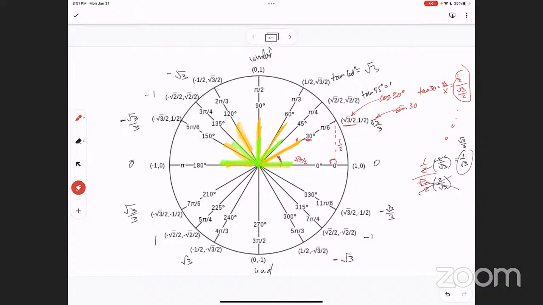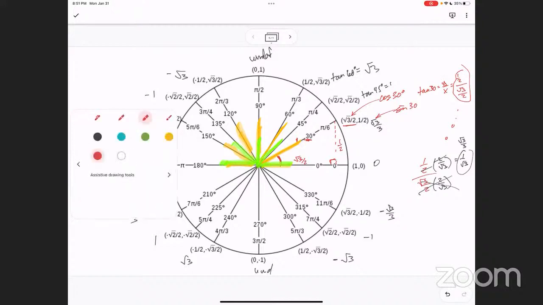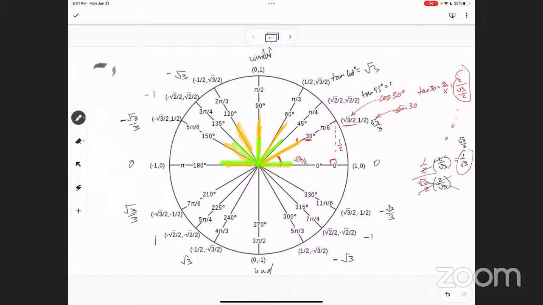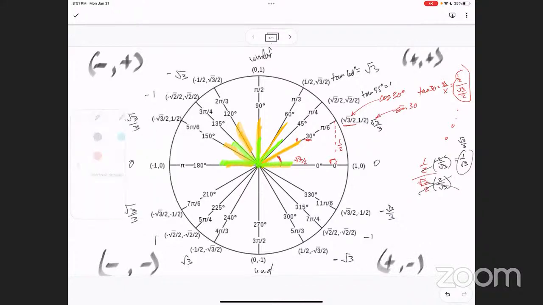And then this obviously is just negative positive over here, right? This is negative positive. This is negative negative down here. This is positive negative, etc. Positive positive. And it helps you really understand everything that you're doing when you understand how that works.